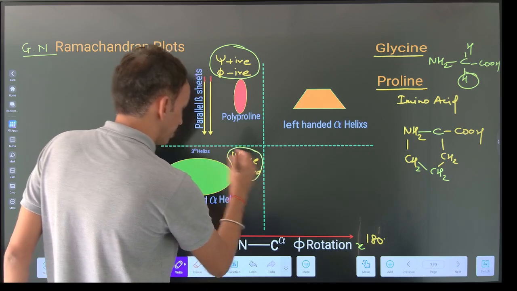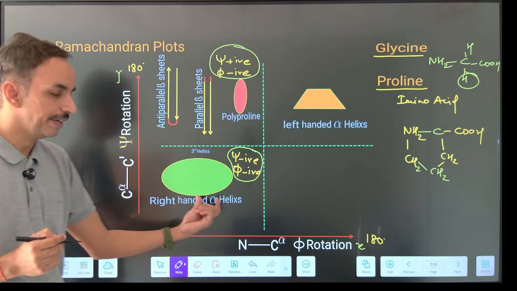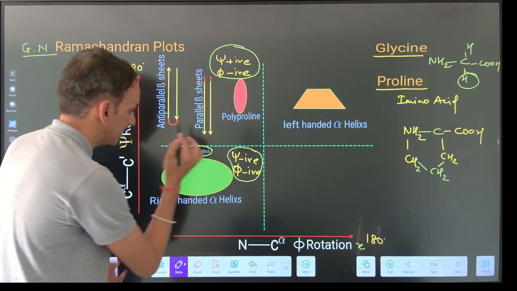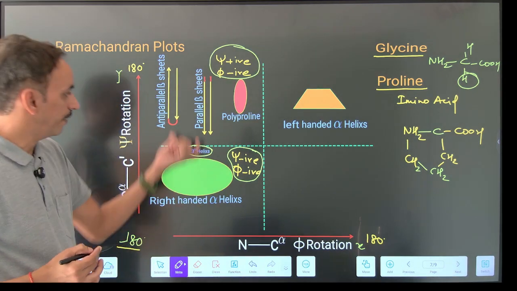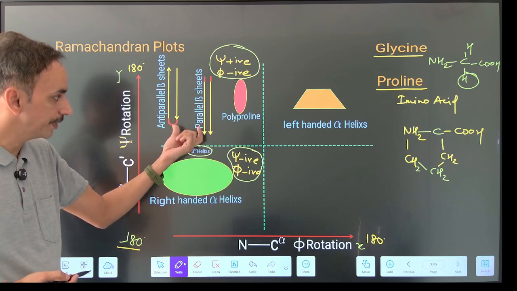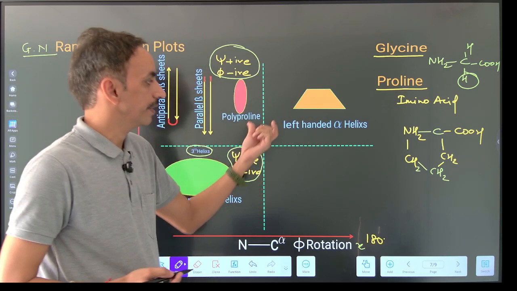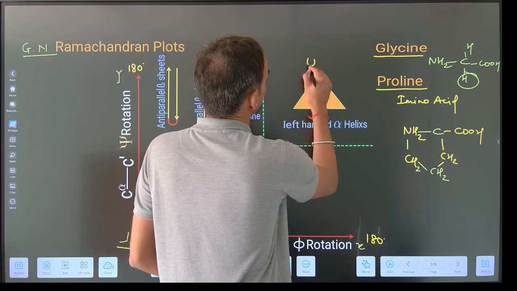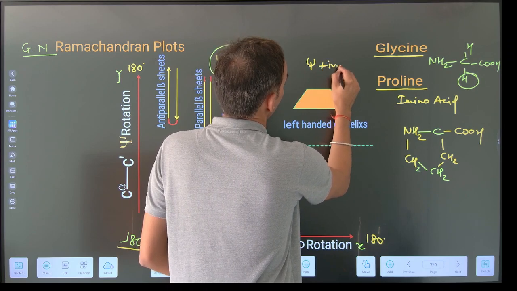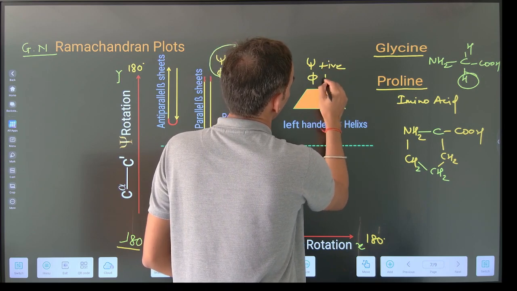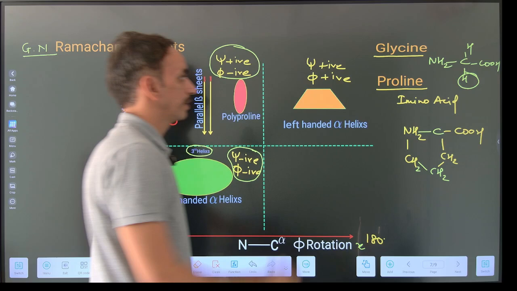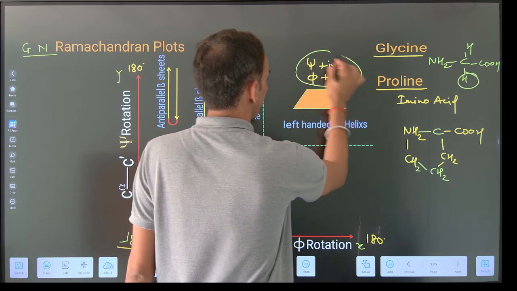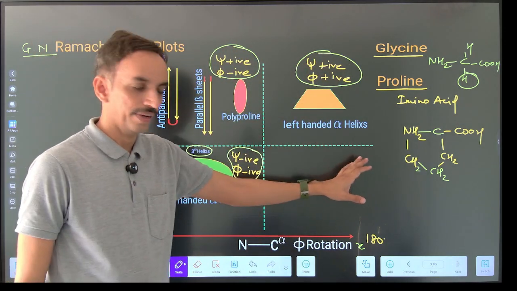Under these conditions, you are getting the right-handed alpha helical structure, and we also have the 310 helices that are between the right-handed alpha helices and the beta sheets. If we talk about this quadrant, it is of the left-handed alpha helical structure. Here we have the positive value of phi as well as the positive value of psi. So both values are positive, and under this condition we get the left-handed helical structure.